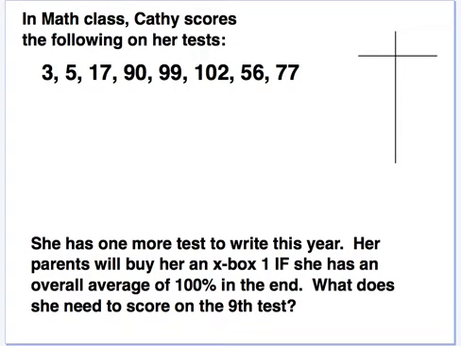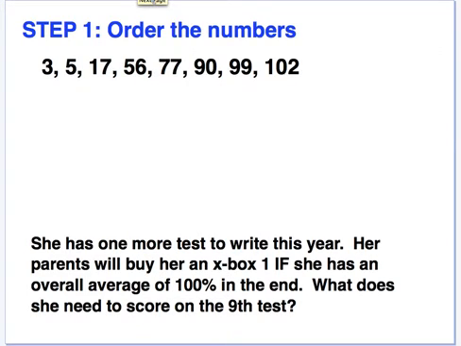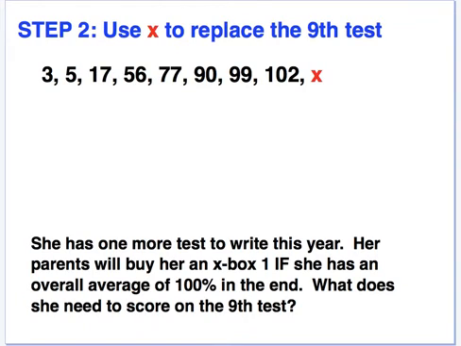So there's a couple steps here we can do. Number one, order the numbers from least to greatest. And now we've got to think about using x. x is our variable to represent the unknown 9th test. We look at the question: what does she need to score on the 9th test? We don't know what she scored yet, but it's going to be a lot, obviously. So we're going to put x in this line.